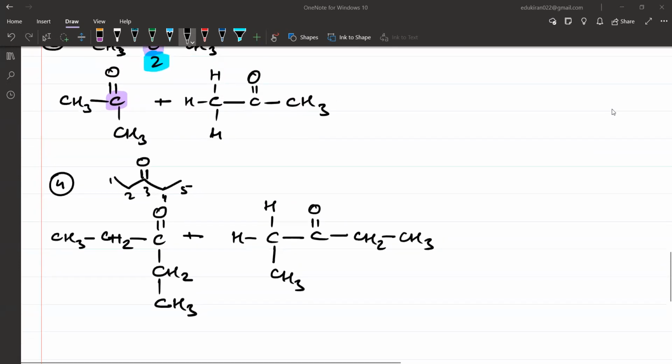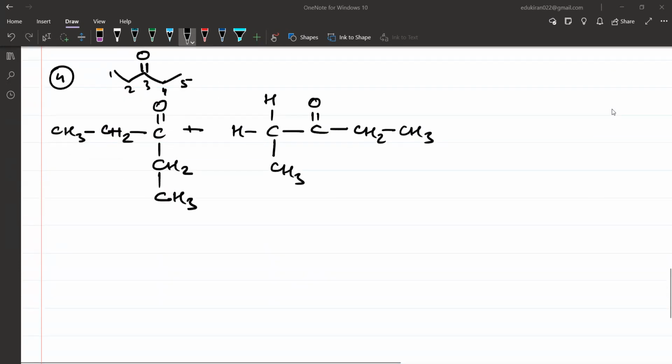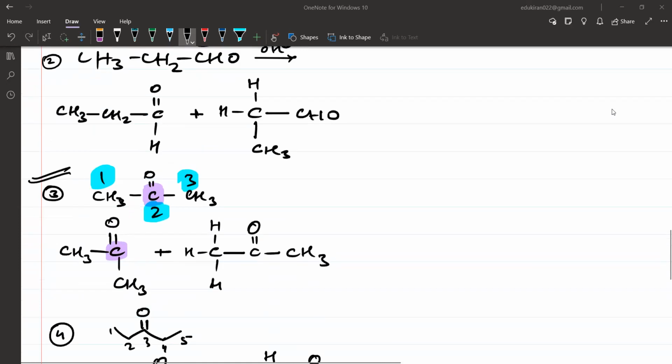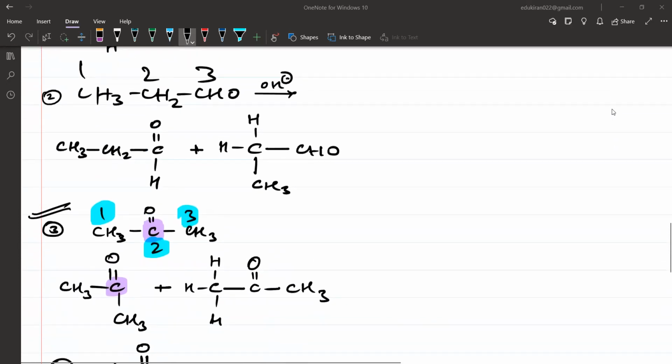So understood, Nawal, how to write these type of reactants? Yes or no? Yes. Okay. Now after this it will be very easy. After this it is going to be very easy.